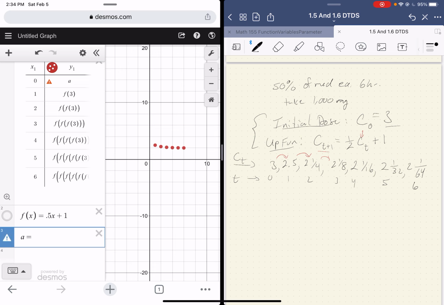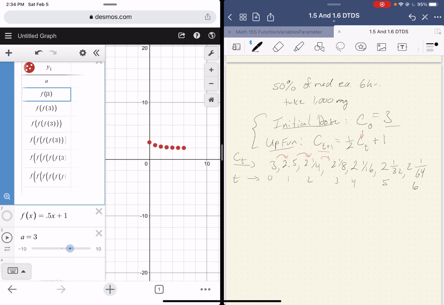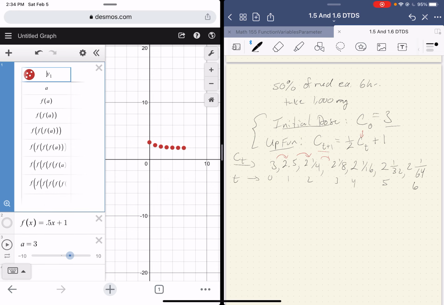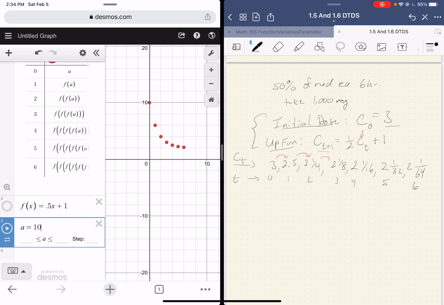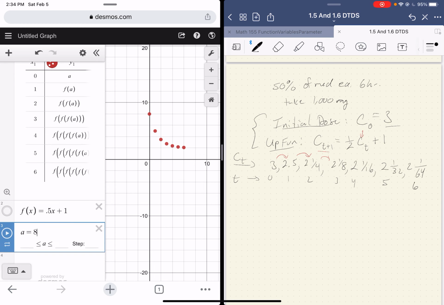Let's say A equals 3. Now, if I make these all A, this is what I want to do. A, A, A, A. So A represents my initial dosage, and I've programmed this in such a way where it will compute all the rest of the values as needed. And if I make my initial dosage 10, you can see how that changes all of my later values. And if it was 8, and there we go.